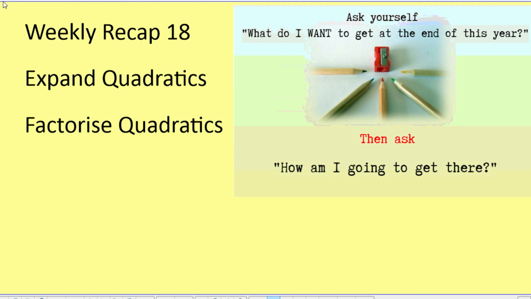This week we're going to be going over expanding quadratics and factorizing quadratics. These are two topics that always come up and we need to make sure that we've got a good idea on how to approach them.